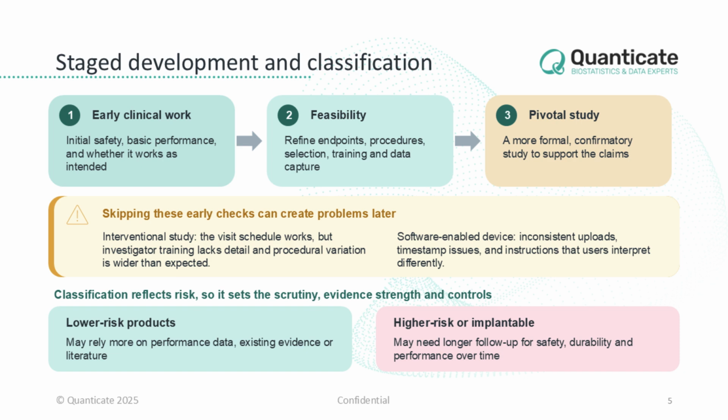Classification also influences planning from the beginning. Since classification reflects risk, it affects how closely the study is scrutinized, what evidence is expected, and how tightly the study needs to be controlled. Lower risk products may rely more on performance data, existing evidence, or literature. Higher risk or implantable devices may need longer follow-up to understand safety, durability, and longer-term performance.